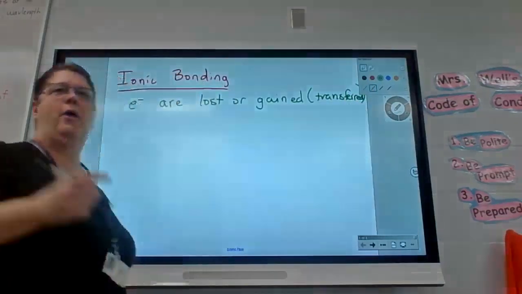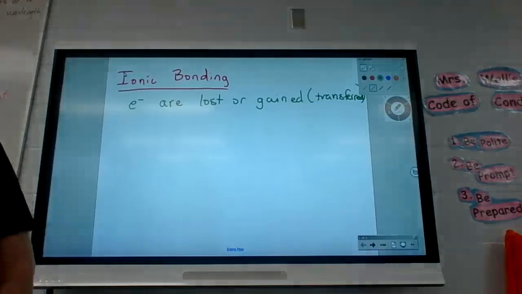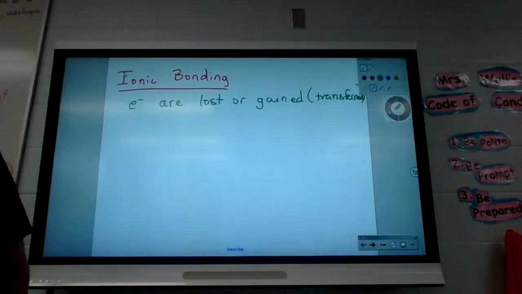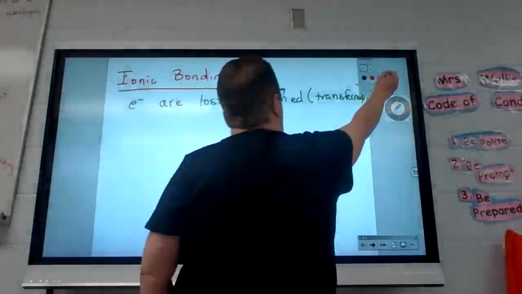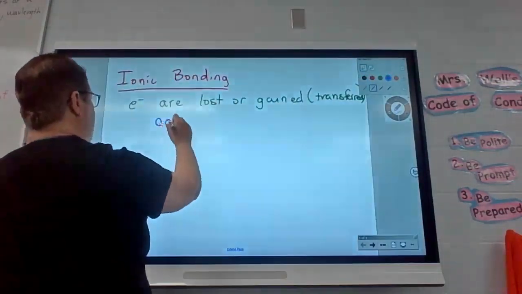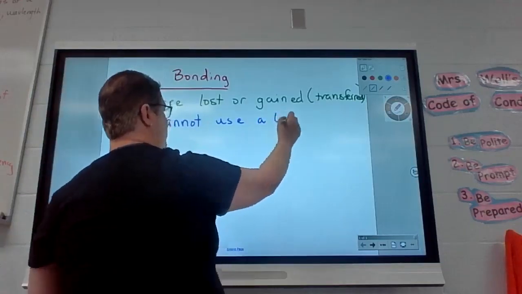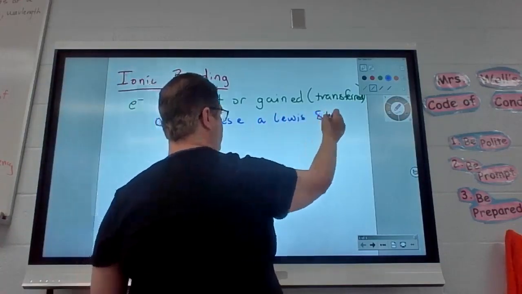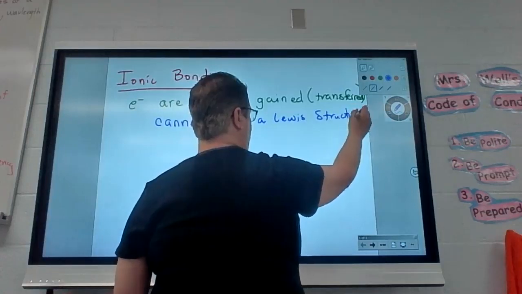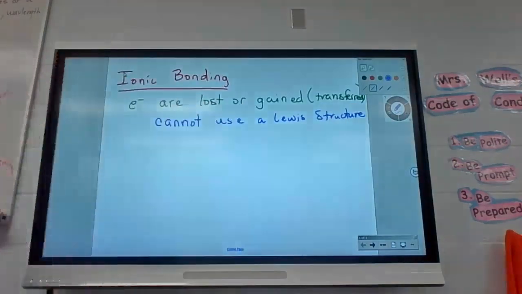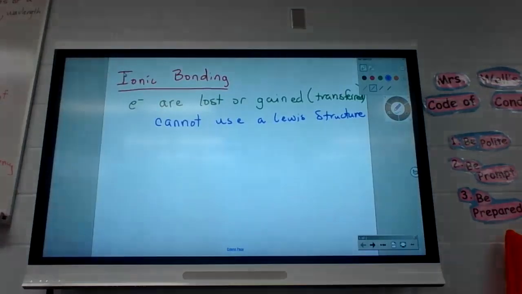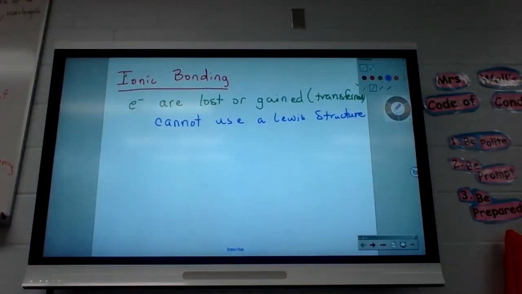So, how are we going to illustrate this? Can we use a Lewis structure? No. So we cannot use a Lewis structure. Everything y'all just did on the quiz was for covalent. It shows shared electrons. Well, what about the negatives? That showed that electrons were either lost or gained.